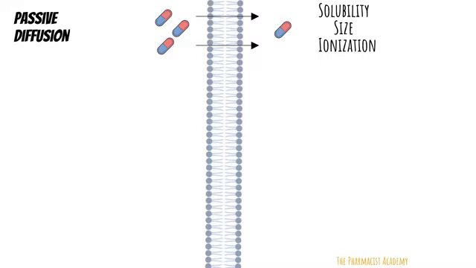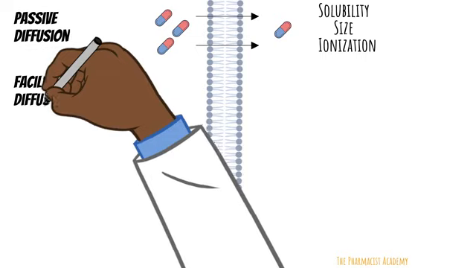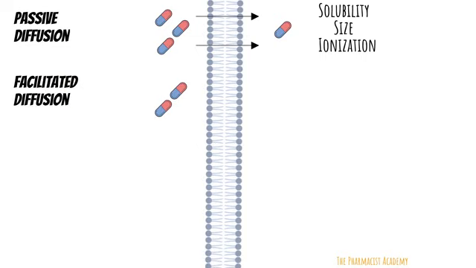Next, facilitated diffusion, also known as facilitated passive diffusion. It is the same as passive diffusion where the drug moves from an area of high concentration to low, but in this case it gets help from a carrier protein. So here we have the drugs, and it will bind inside this carrier protein. The carrier protein would then open up on the other side and let the drugs out.